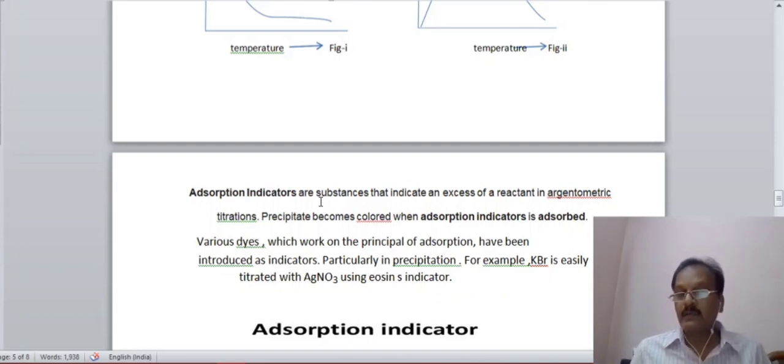During titration, the indicator is added to the mixture, and when the reaction is completed and the precipitate is formed, in the presence of such an indicator the color of the precipitate changes. From the color of the precipitate, we can determine whether the end point is reached or not. So those are called adsorption indicators. That means the indicator which causes adsorption on the surface of the precipitate when it reaches the end point is called the adsorption indicator.